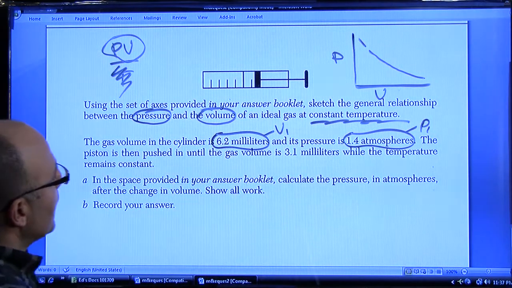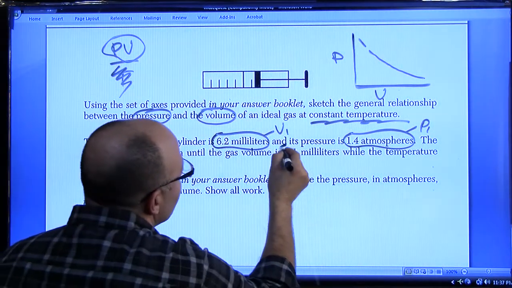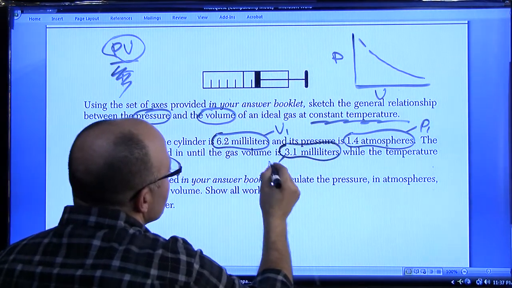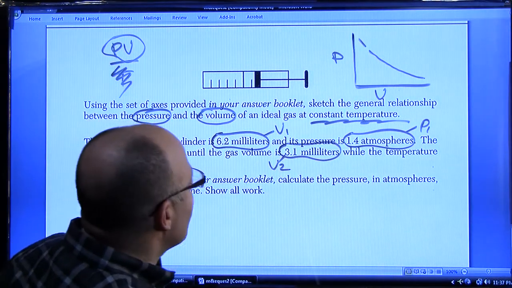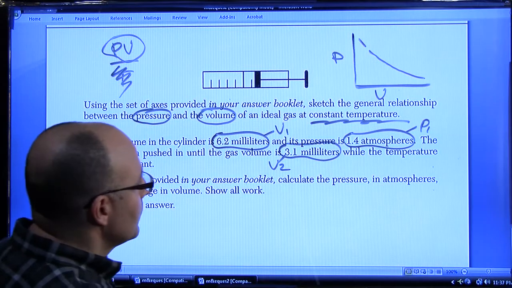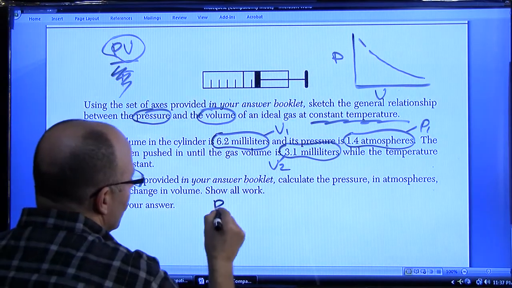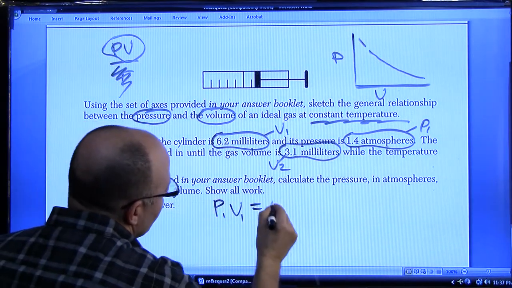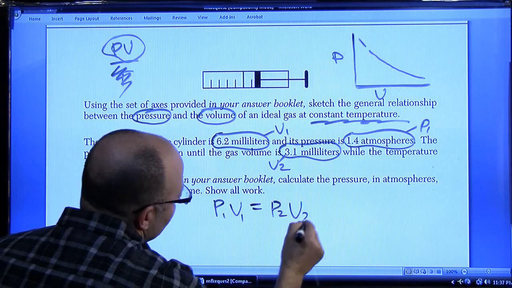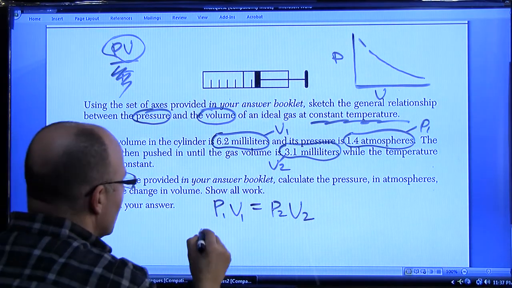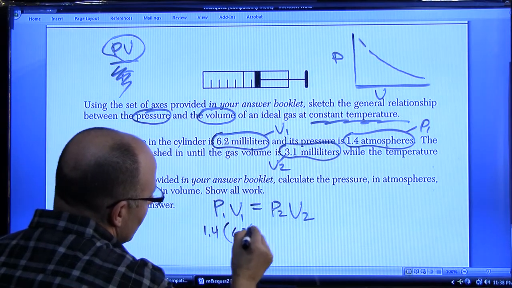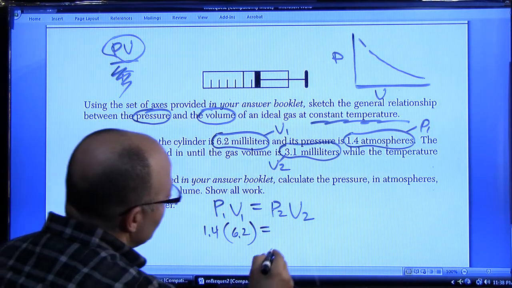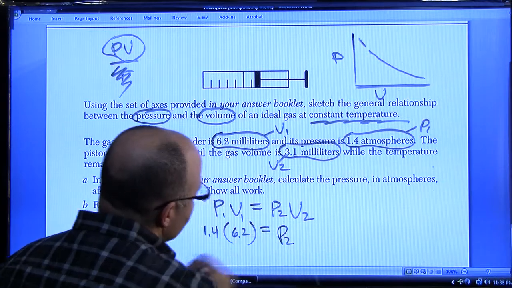Piston is pushed until the gas volume is 3.1 milliliters. So that's your second volume. And we're looking for the new pressure as the unknown. So P1 V1 equals P2 V2. P1 again is 1.4. V1 is 6.2. P2 is your unknown. You could label it X or just P2.